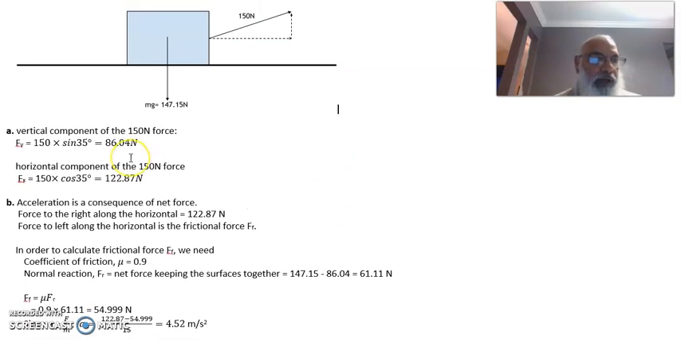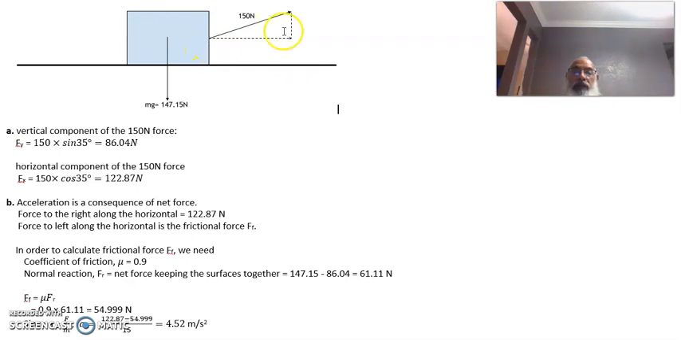Sorry about that. Okay, so part B is asking for the acceleration. And acceleration is a consequence of net force. You are familiar with the expression F equals ma. So we're going to use that formula, but we have to figure out how much the net force is. Okay, so to find the net force, now we have a horizontal force because the object is going to accelerate along the surface, along the horizontal.